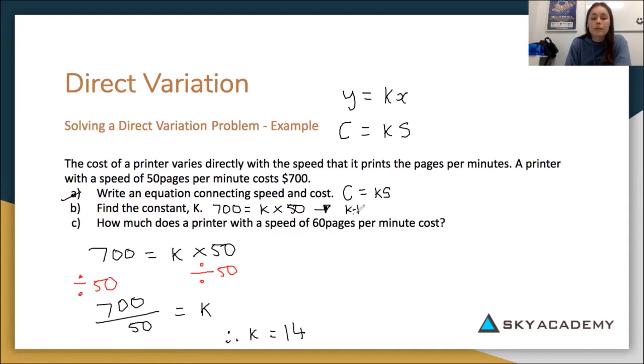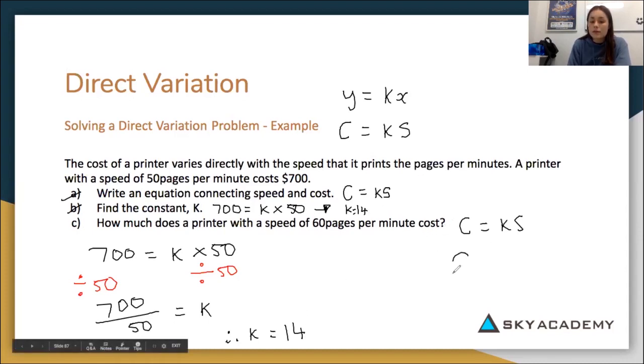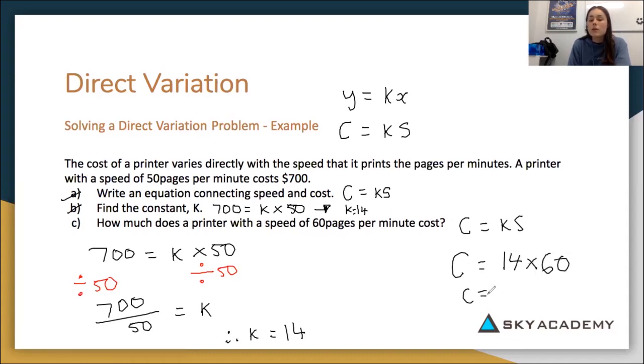So then question C says, how much does a printer with a speed of 60 pages per minute cost? So if we write out our formula once again, we know that the speed S is 60 and our constant K to be 14. So we have to find out the cost. So we're trying to find C is 14 times the speed, which is 60. So the cost of a printer with speed of 60 is going to be $840.